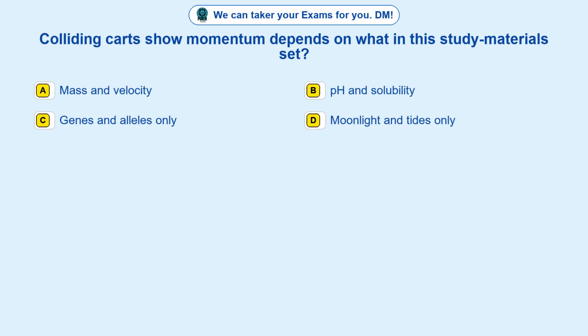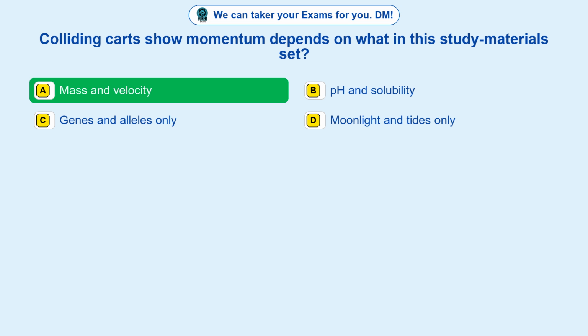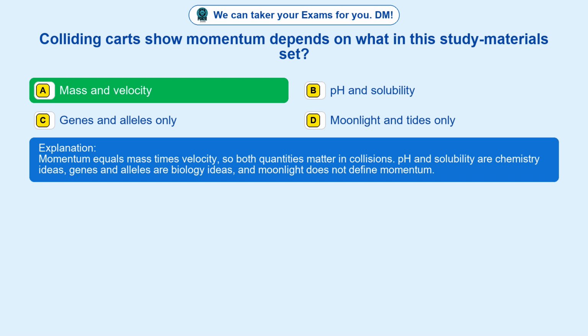Question 62. Colliding carts show momentum depends on what in this study materials set? Option A, mass and velocity. Option B, pH and solubility. Option C, genes and alleles only. Option D, moonlight and tides only. The correct answer is option A, mass and velocity. Momentum equals mass times velocity, so both quantities matter in collisions.